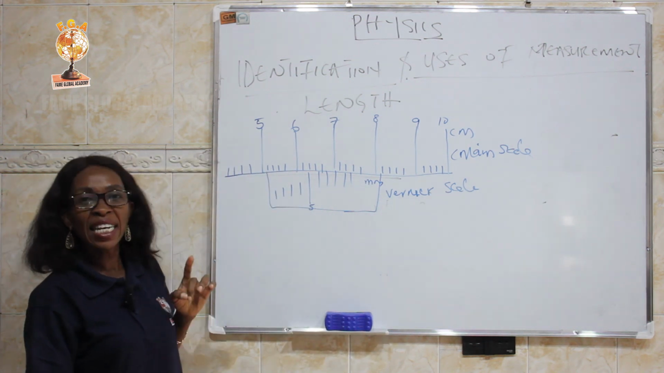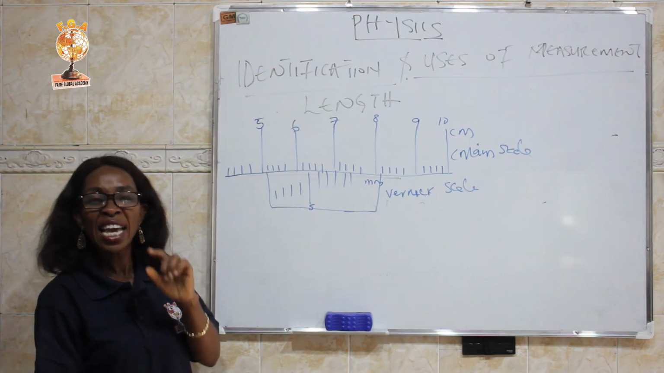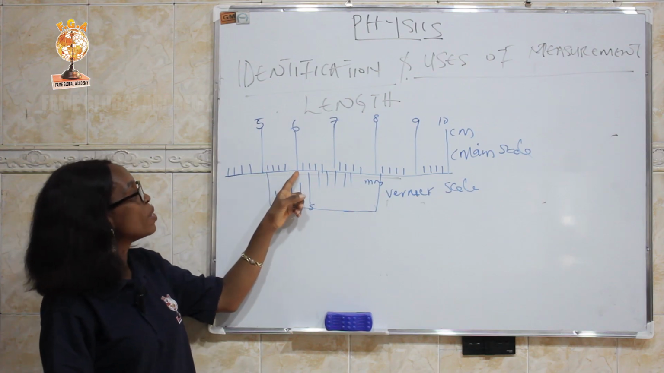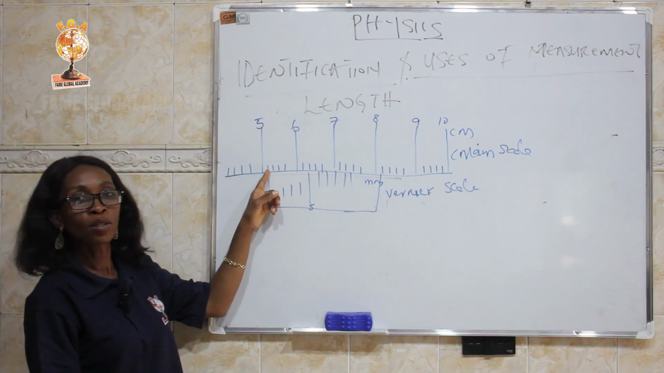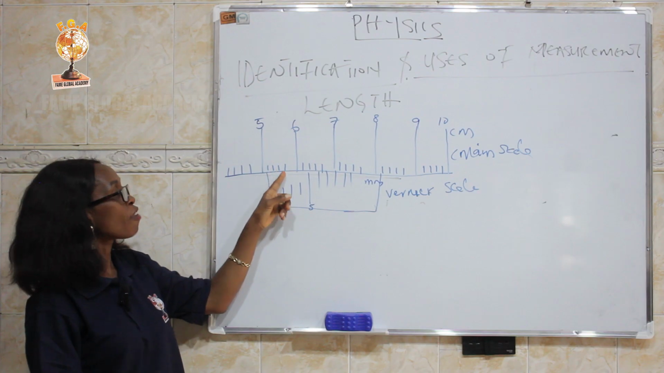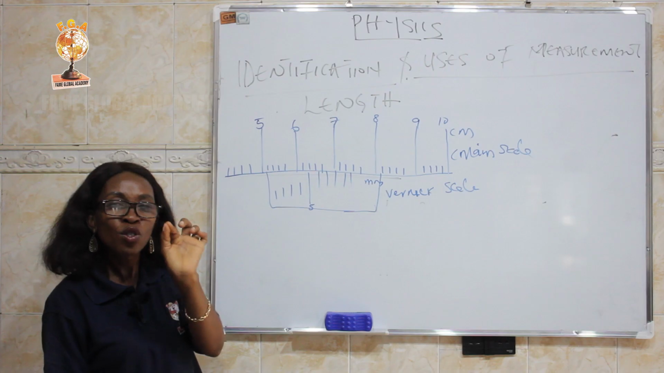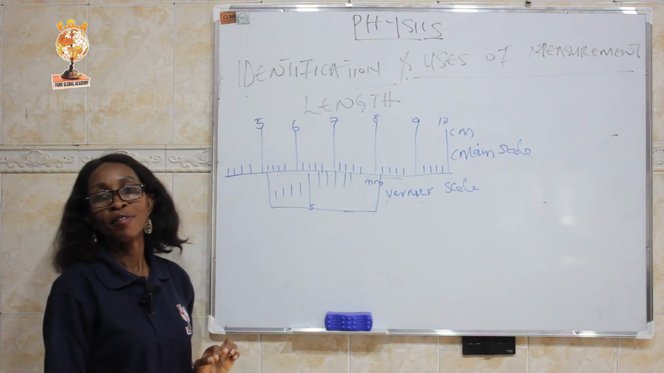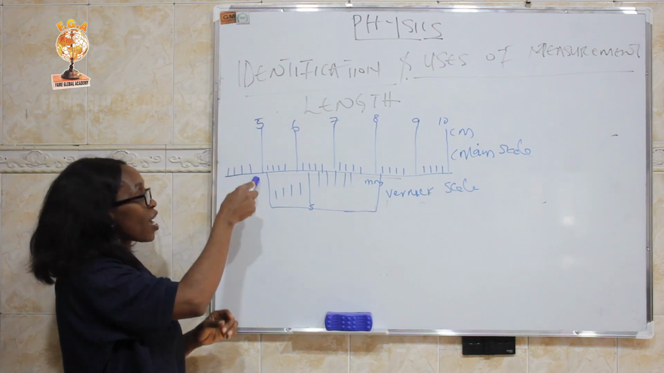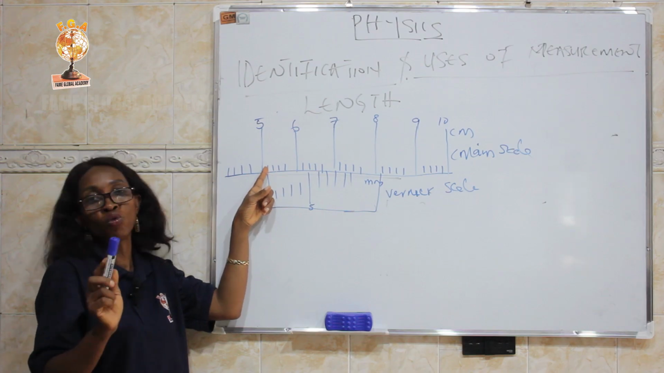Where does the main scale enter into the vernier scale? Now, if this is 5, this is 6, it means this is 5.2, 5.4, 5.6, 5.8. So the small lines are now 0.2 centimeters. So if this is 5, for instance, this is 5 on the main scale. So that means this first small line is 5.2.